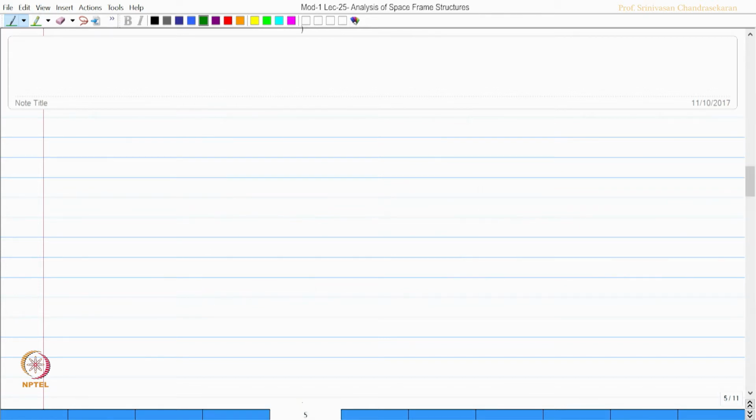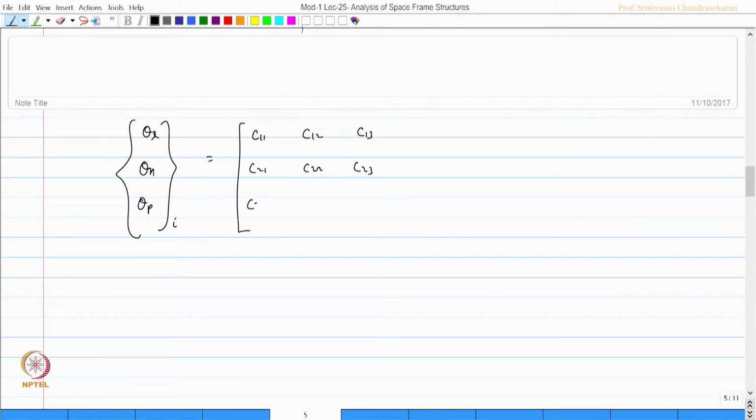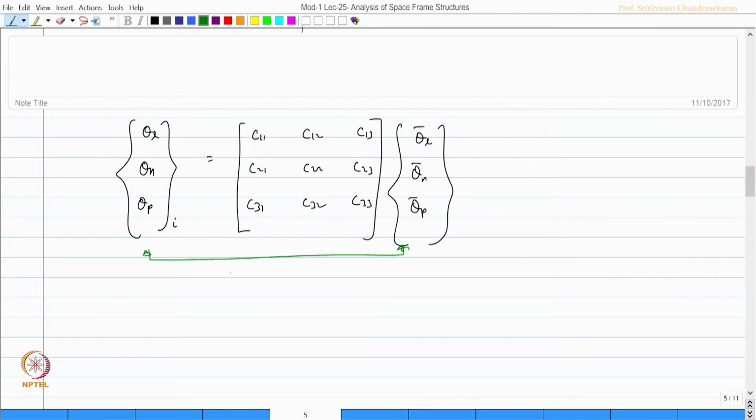Similarly, one can also write down for rotations, that is theta L, theta n, theta p, which is again connected to the global rotations, whereas these are connected, which are nothing but rotations at the jth end, equation 2.